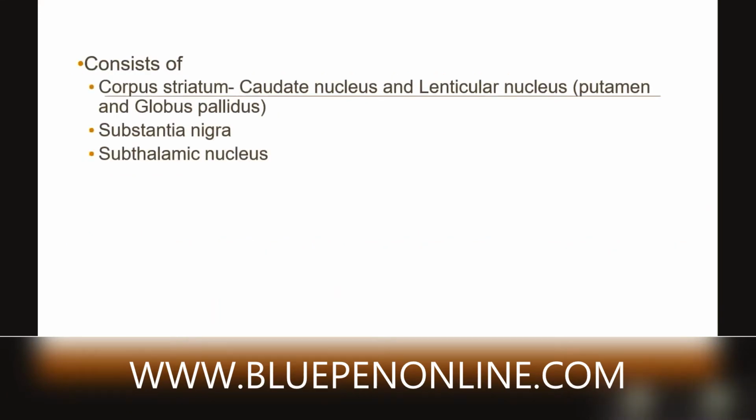Now, what are the components that constitute the basal ganglia? It consists of the corpus striatum. The corpus striatum is divided into two as the caudate nucleus and the lenticular nucleus. The lenticular nucleus is again divided into two as the putamen and globus pallidus. The globus pallidus again has two parts, the internal globus pallidus and the external globus pallidus. Then along with that come the substantia nigra and the subthalamic nucleus. So these are the constituents of the basal ganglia.